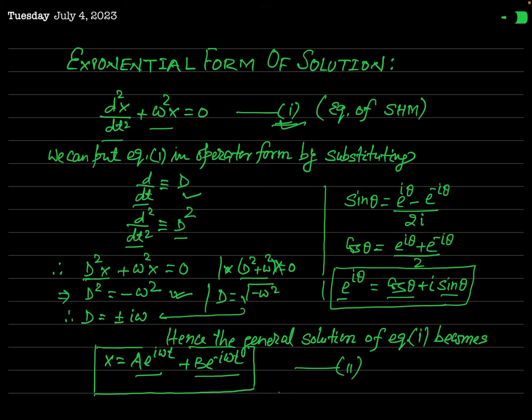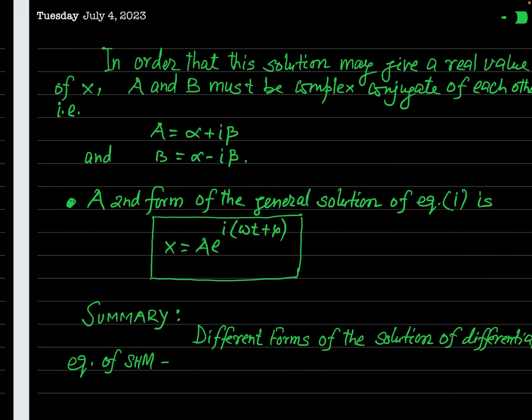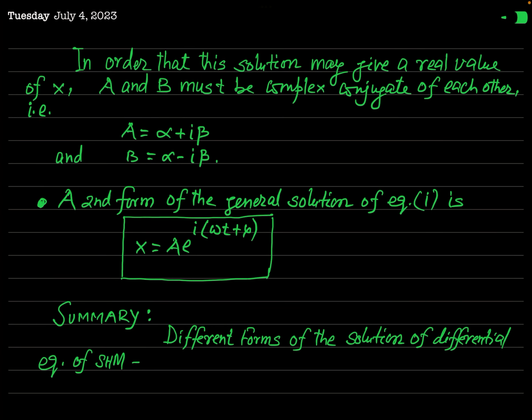Now, the value of this x must be real, because it is displacement, and for getting the real value of x, the constants a and b must be the complex conjugate of one another. A and b may be complex, but for the real value of x, the complex values of a and b must be conjugates of one another. So I have written it here: in order that the solution may give a real value of x, a and b must be complex conjugates of one another.